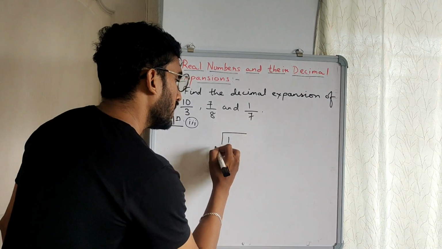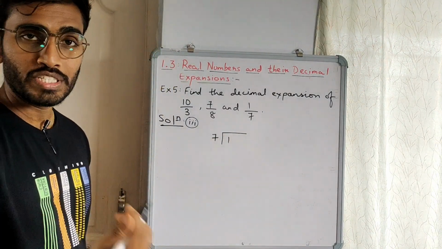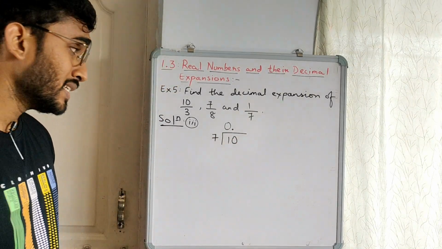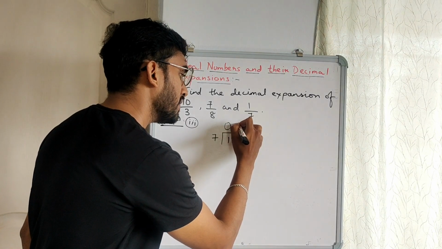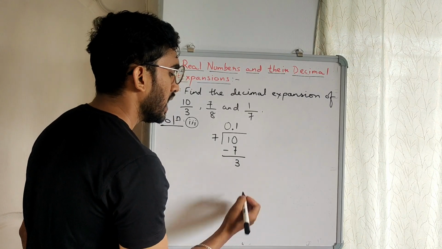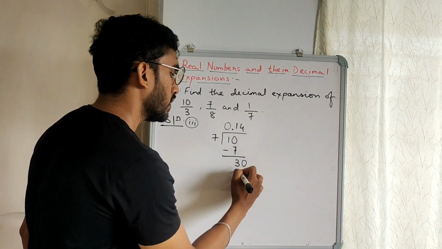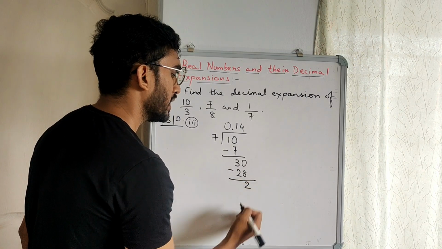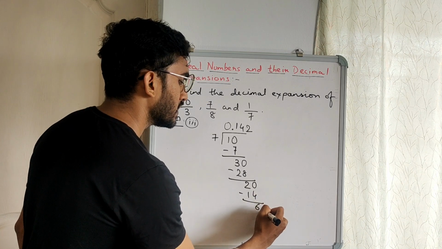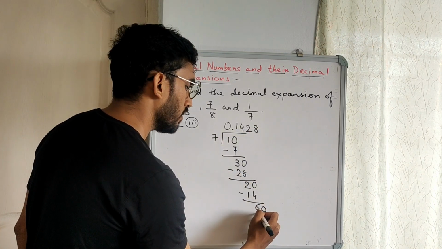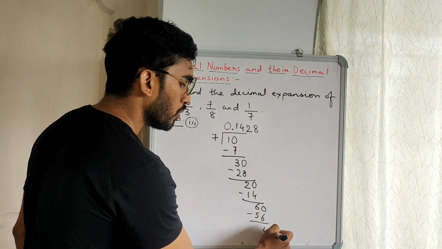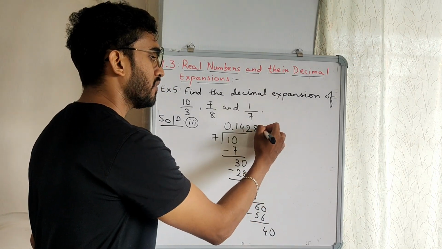So I am dividing 1 by 7. 1 is smaller than 7, so I will put a 0 point and a 0 here. As a result I will get 7 ones are 7, 10 minus 7 I will get 3 as a remainder. I will put a 0 here, 7 fours are 28. After subtraction I will get 2 here, putting a 0, 7 twos are 14, 6 0 60, 7 eights are 56. 60 minus 56 I will get the remainder 4, putting a 0 it will become 40, 7 fives are 35.